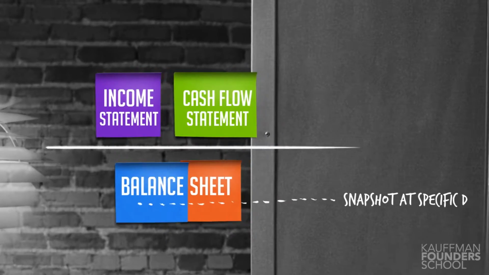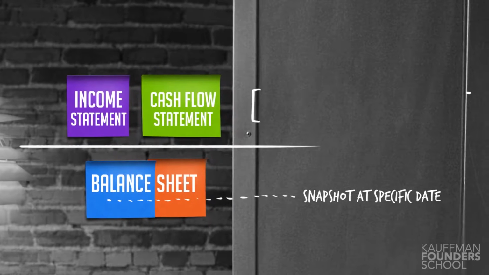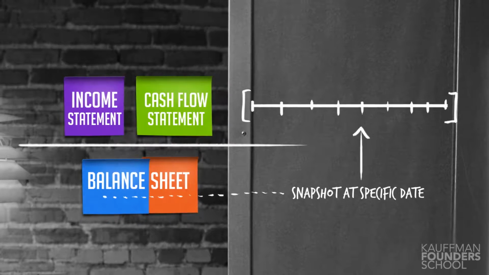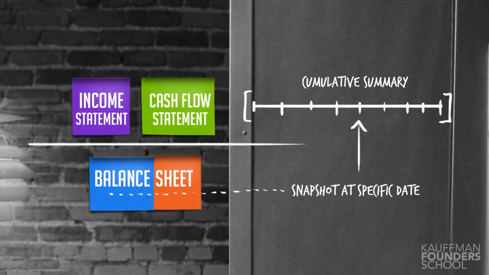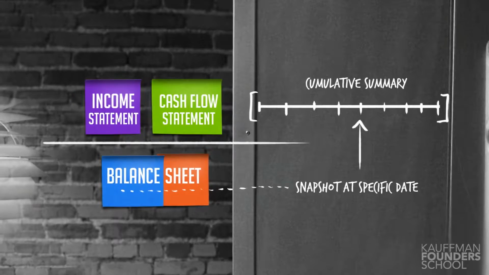Your income statement and your cash flow statement show your financial processes, and that's like a video of your business over a period of time. And so while your balance sheet is as of a certain date, your income statement is over a period of time.